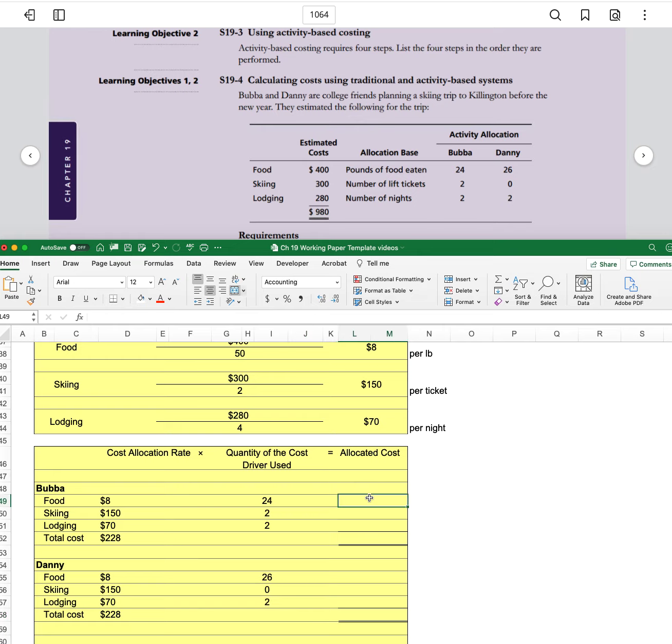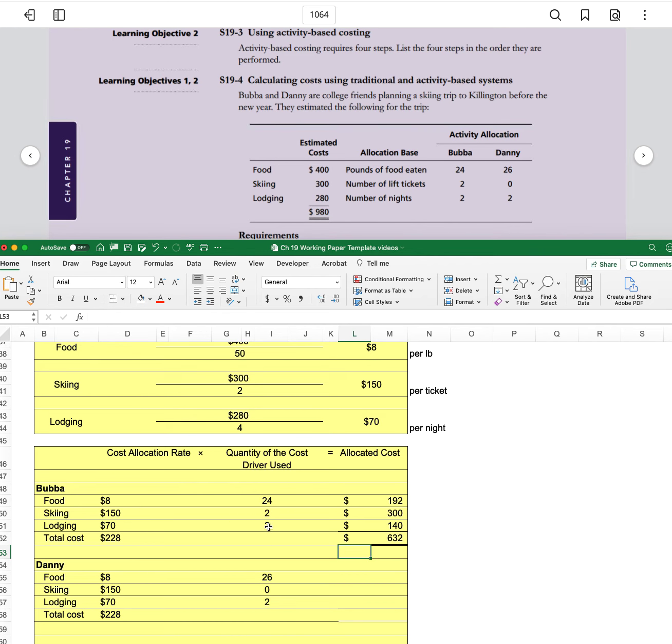And now we can multiply across, so we can say 24 times 8. You can drag that formula down and then do a sum. So 632 should be allocated to Bubba, and that's based on $8 per pound of food, $150 per skiing ticket, and $70 per night of lodging.